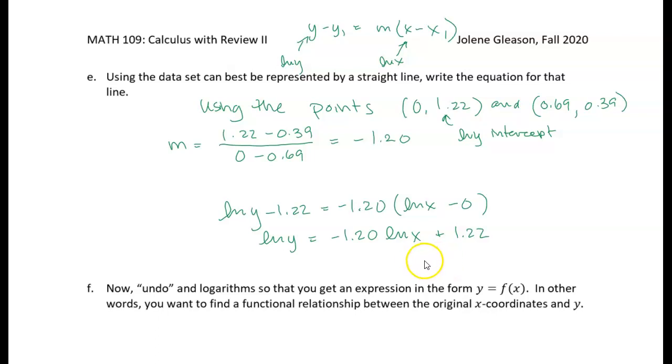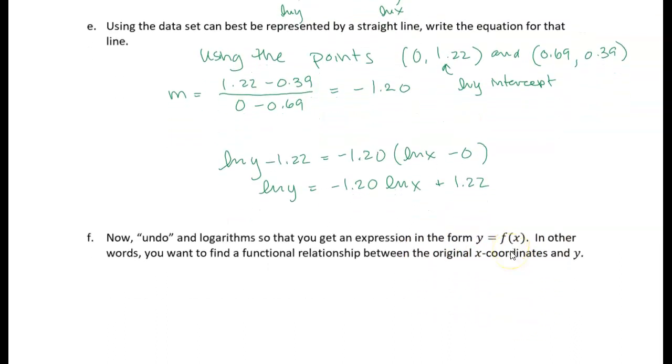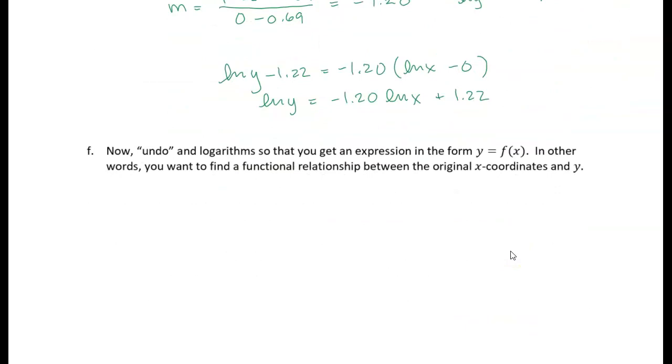One more step. We need to undo those logarithms, because we want a function of y in terms of x, some function that looks like y equals f of x. So we're going to apply what we know about logarithms and get this in terms of y and x instead of natural log of y and natural log of x. Again, I'll rewrite this: natural log of y is equal to minus 1.20 natural log of x plus 1.22.